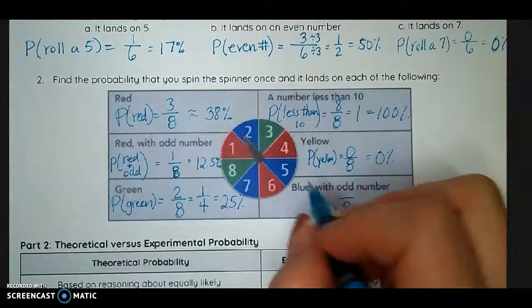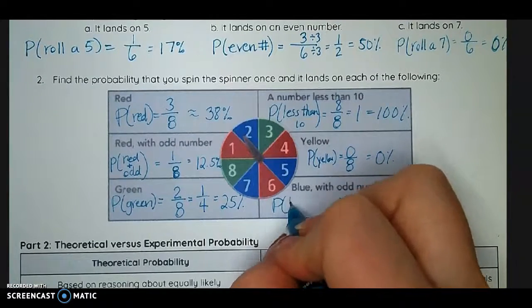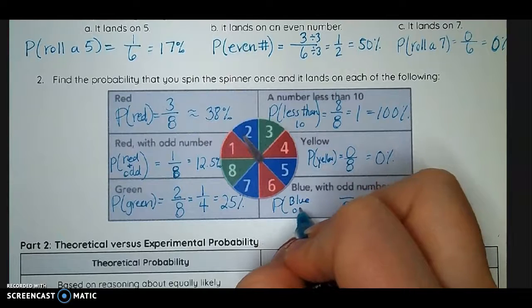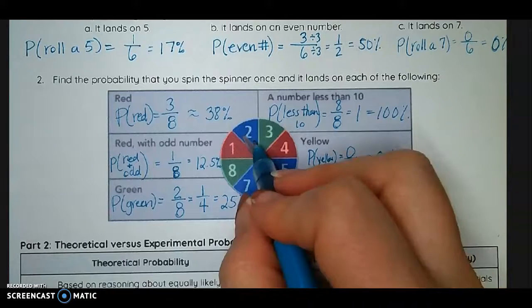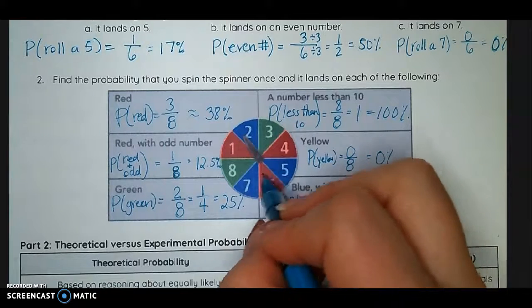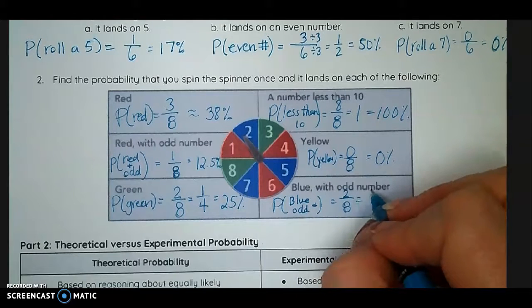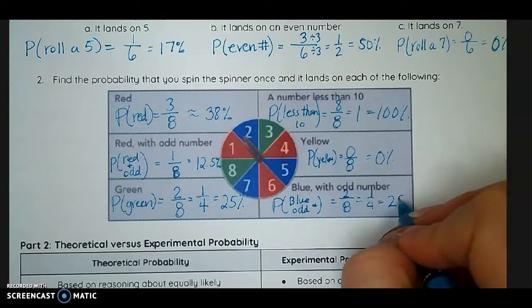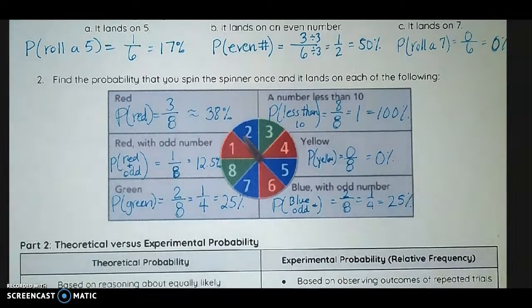The probability of blue with an odd number. I have 3 blues, but only 2 of them are odd. That also breaks down to 1/4 or 25%.